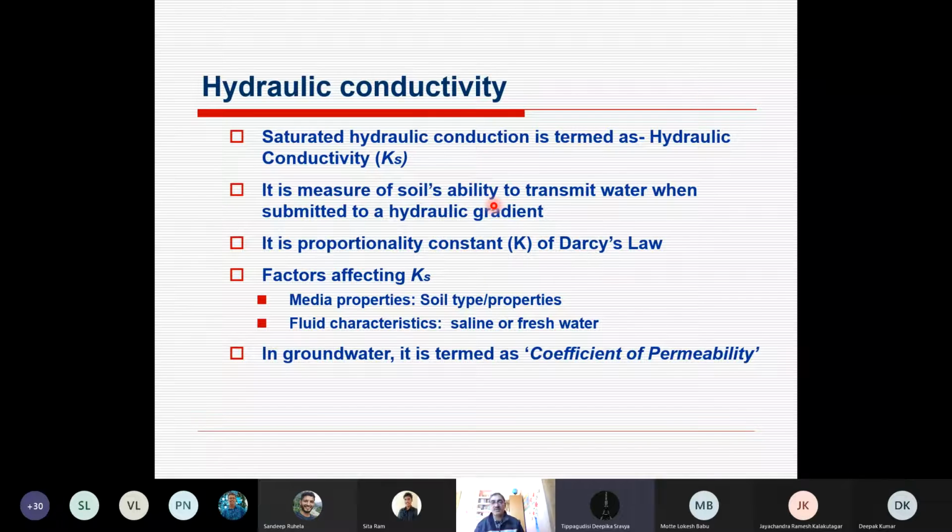Did you get introduced to hydraulic conductivity in your second year soil technology classes? Students, please. Sometimes I feel that I am alone here.